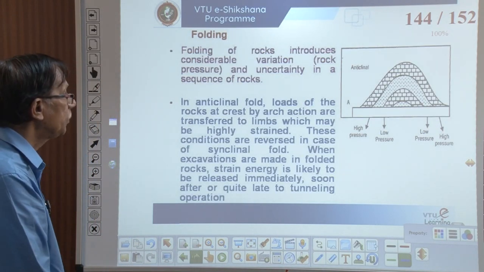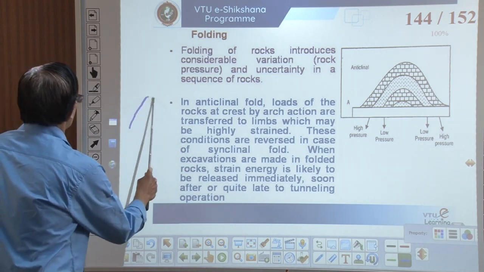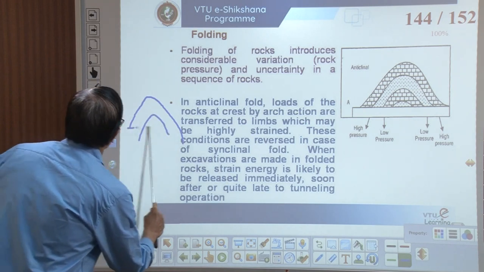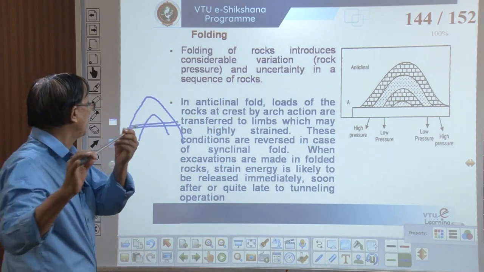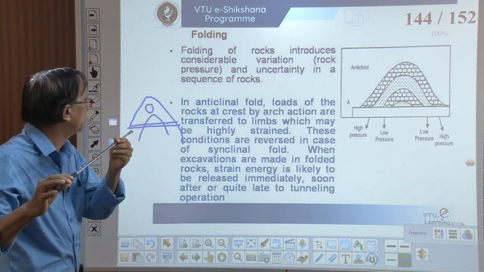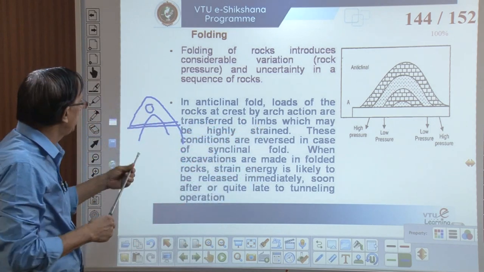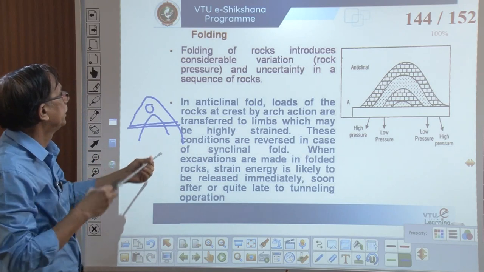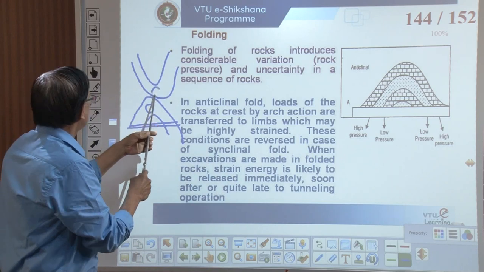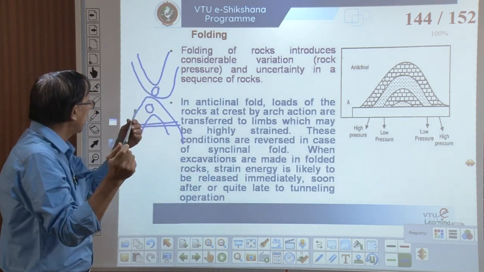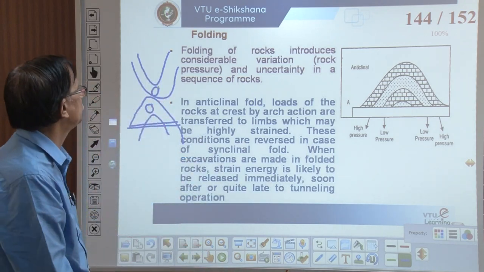If beds are folded, there are different situations. If beds are folded like this, I may have to drive a tunnel across the folded beds. Or I may have to drive the tunnel all along the axis, with fold and tunnel parallel, or along the synclinal axis or anticlinal axis, or across the folded beds. We have different situations.